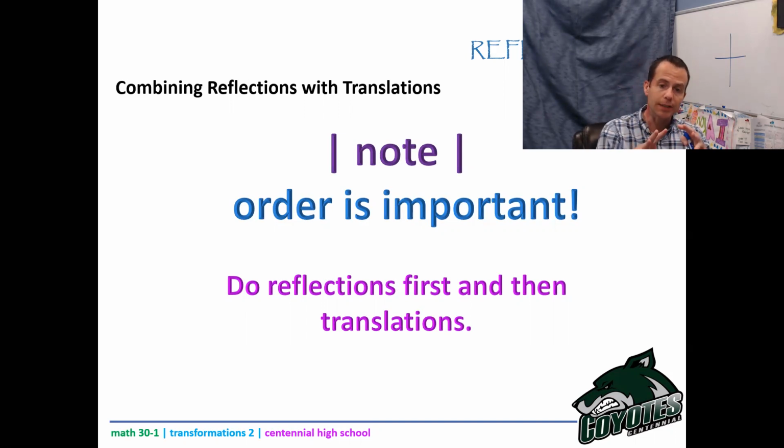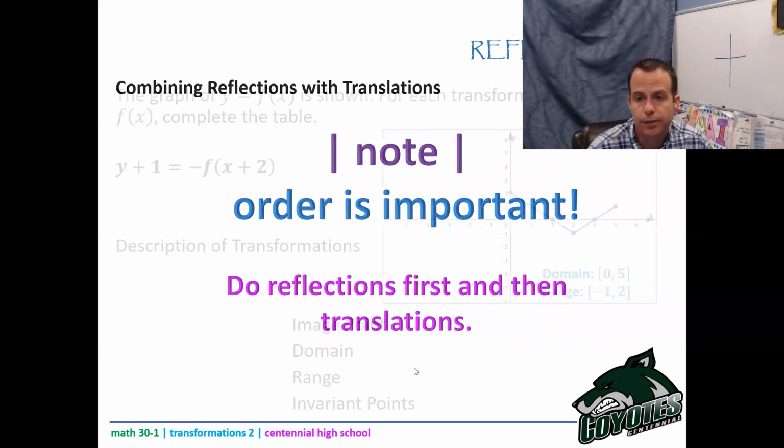Now, we're going to do it all together with a mapping rule, but what you have to remember is the reflection is essentially multiplying by -1. So by order of operations, you do multiplication before you do addition or subtraction, right? So that's how the reflections always get done first.